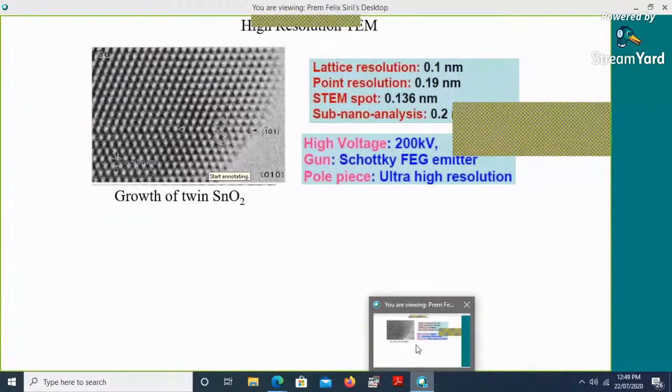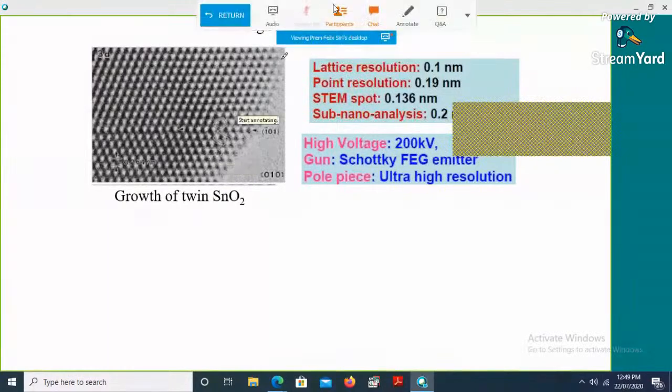So what I am telling you is this: such high resolution images with positioning of each atom are not possible in SEM. This is only possible with TEM.